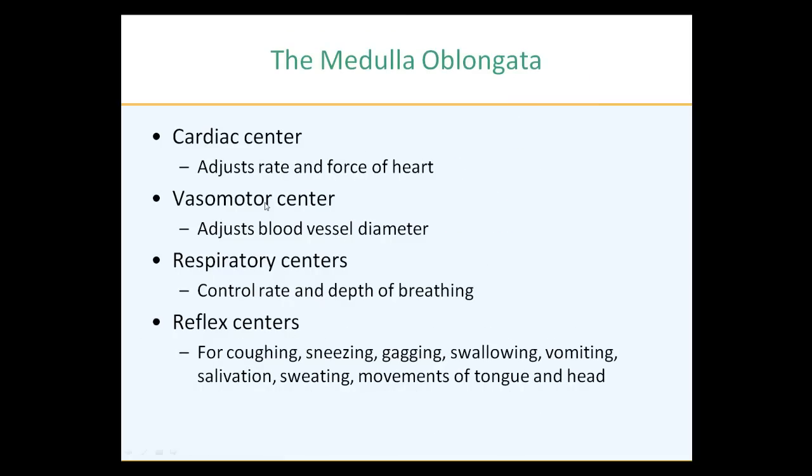Otherwise, like we agreed, the medulla oblongata will control some of the cardiac functions, and it has a vasomotor center, so it can adjust the blood vessels' diameter, and therefore it can control your blood pressure. It has respiratory centers, and it also has reflex centers for coughing, sneezing, gagging. Of course, we have the vagus nerve coming out from it, so it's no surprise that we see all those reflexes, which are mainly associated with the vagus nerve.